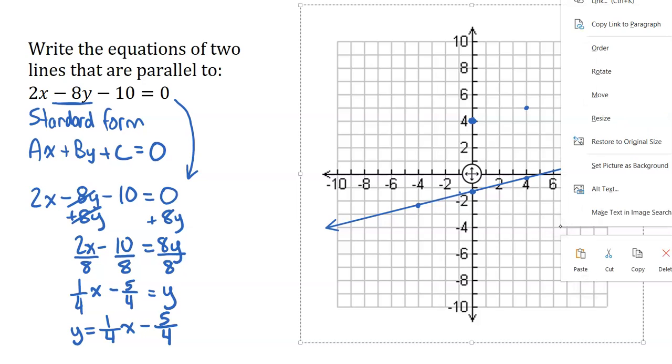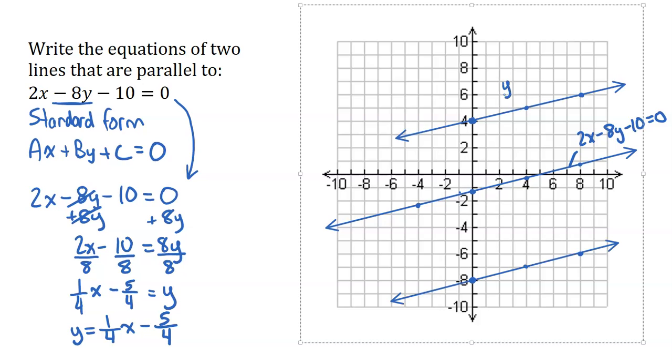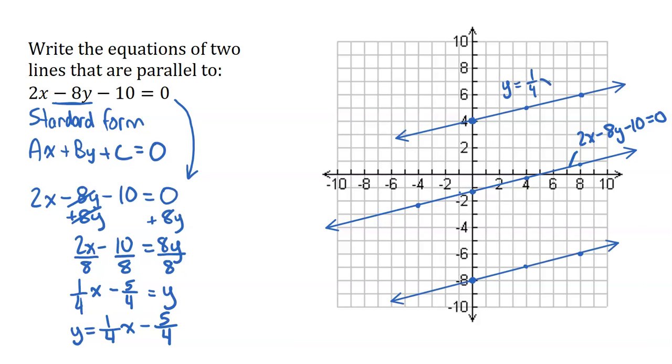I also could have, let's say, -8. And if I was down there, I rise 1, run 4, rise 1, run 4. And then I could draw a line through those. So let's do that and see what that looks like. So this line, we can see, is 1/4 x plus 4. This line down here is 1/4 x minus 8. And so all we have to do is change the y-intercept.